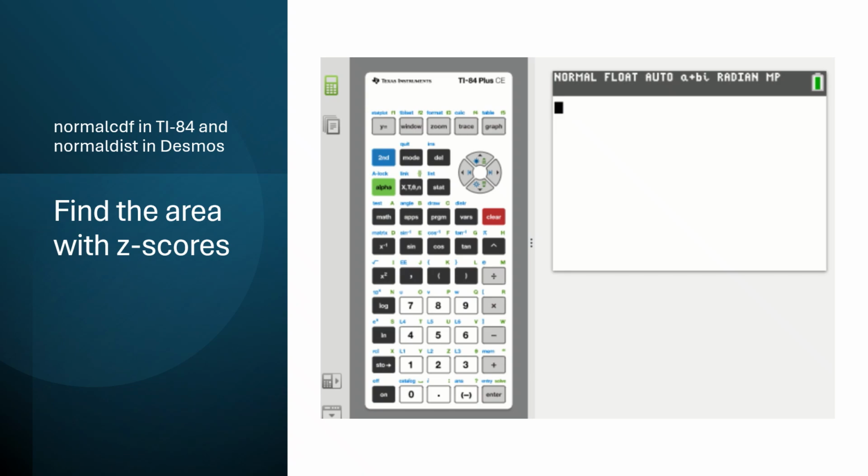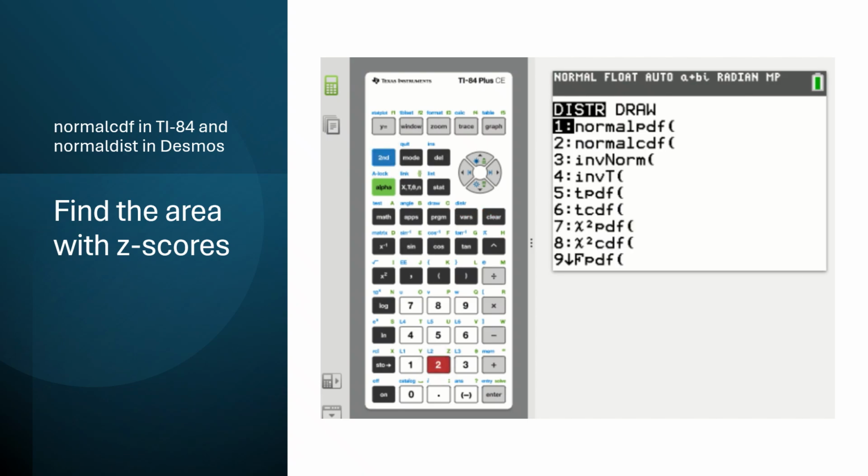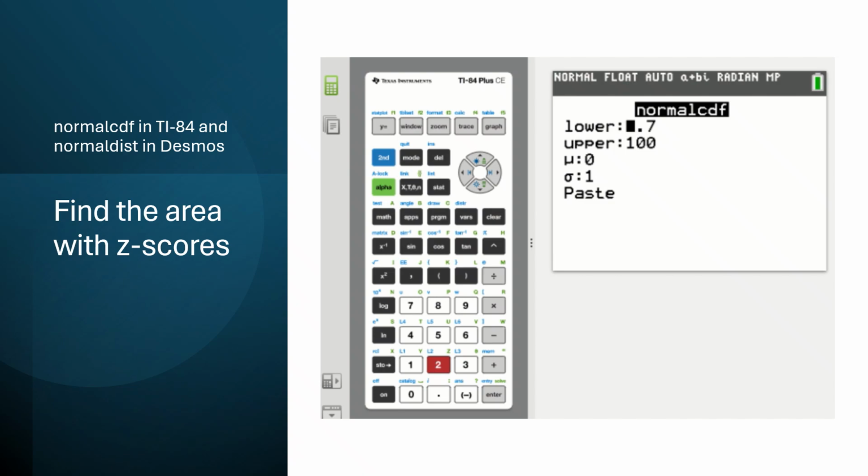My goals here are to connect this concept in statistics back to something you learned in algebra, to show you how to do this on a TI-84, and how to do this in Desmos. But if you are here quickly for where the buttons are on a TI-84, it is second, vars, 2, and it will lead you to this menu right here. So that is the quick answer, but I will explain a whole lot more as we go along.